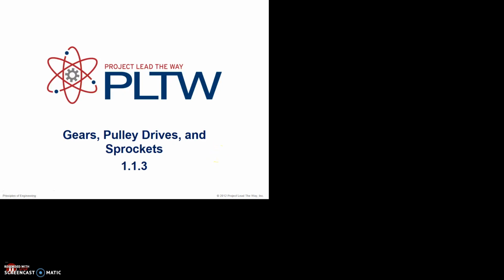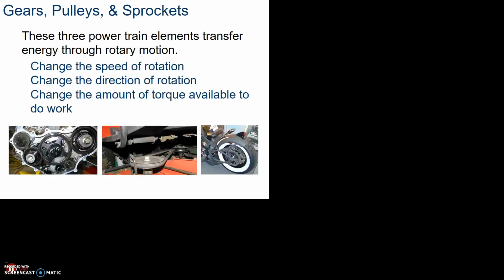Today we are going to be learning about gears, pulley drives, and sprockets. This is located in 1.1.3. So first off, we have to talk about what gears, pulleys, and sprockets are. These are ways of transferring power from one element to another. For instance, transferring energy from a motor in your car to the tires of your car.